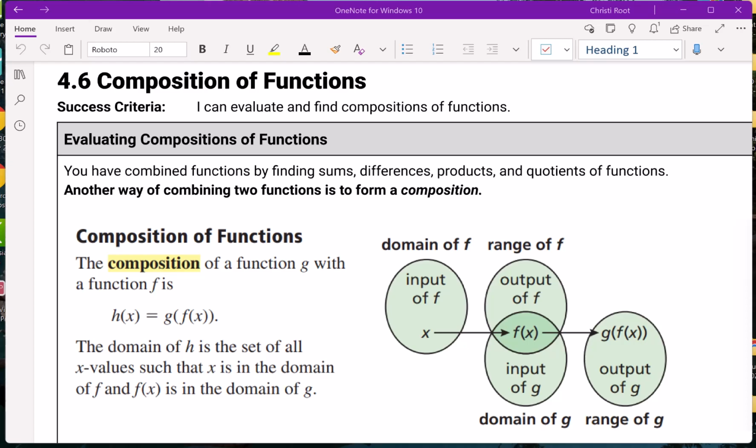Okay, so in this lesson, we're learning about composition of functions. This is lesson 4-6 out of your textbook. What we've done in the past is in 4-5, we learned how to add, subtract, multiply, and divide. So what we're doing today is like an extension of it. It doesn't mean it's any more difficult, though. It's just kind of a different perspective.